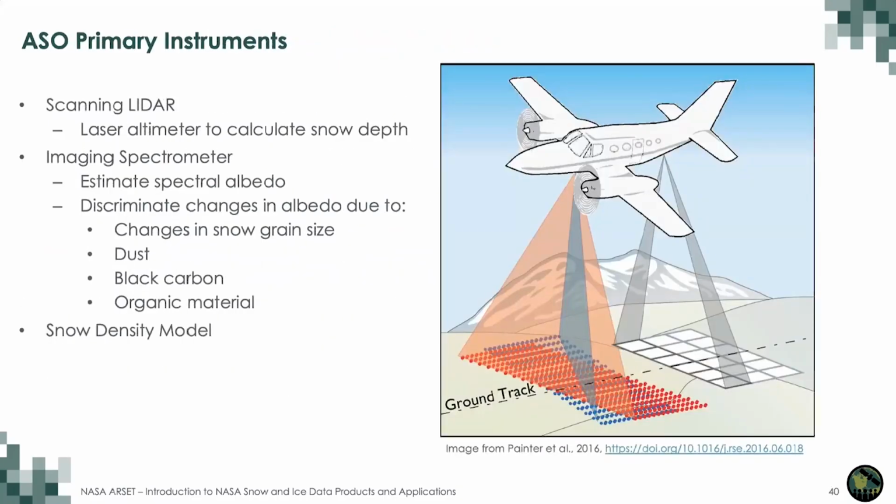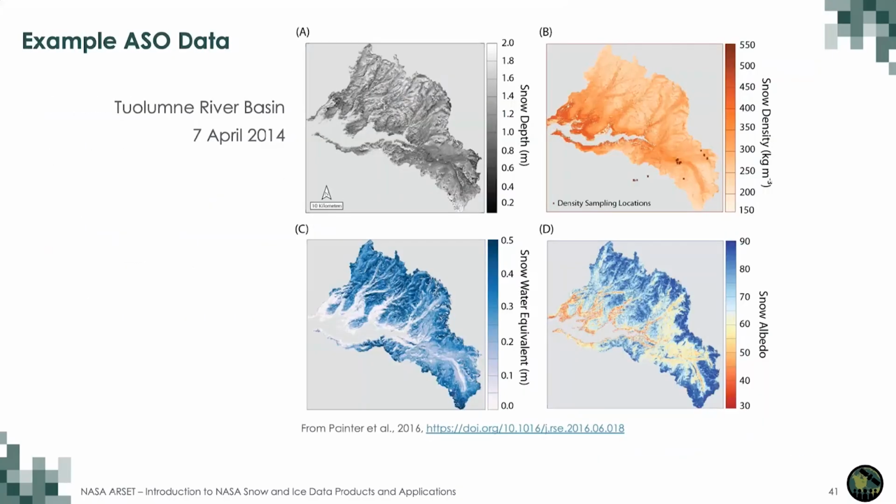So the instruments that ASO uses: one is a scanning LiDAR laser altimeter to get snow depth, and that has not been used much from satellites, especially when ASO started out. So that's a unique instrument, a unique data product. And then the imaging spectral radiometer to give you albedo, and it has enough channels that you can look at changes in snow grain size, dust, black carbon, and other organic material. And then it combines these with a snow density model as well to really put together a detailed set of parameters that are very useful for water resources.